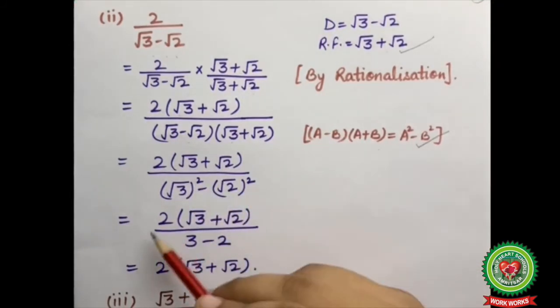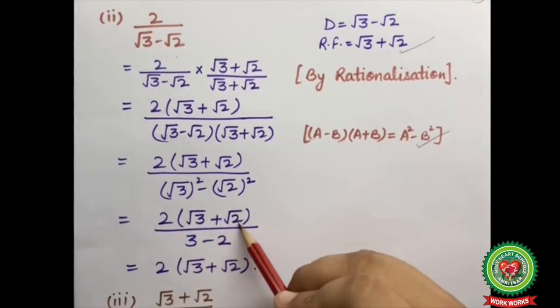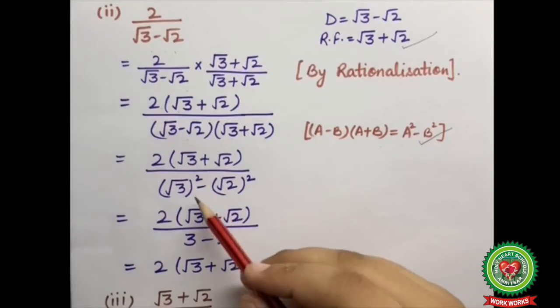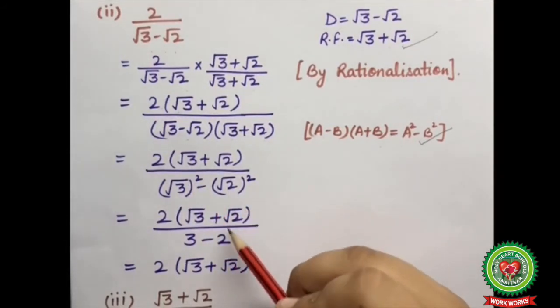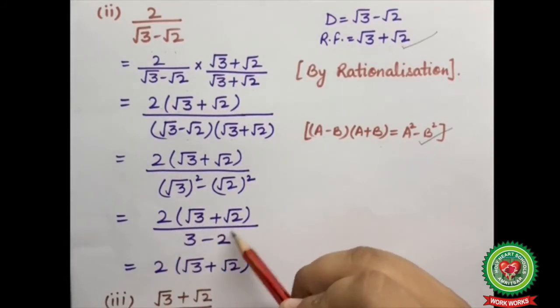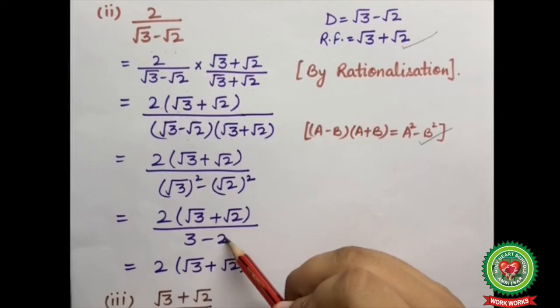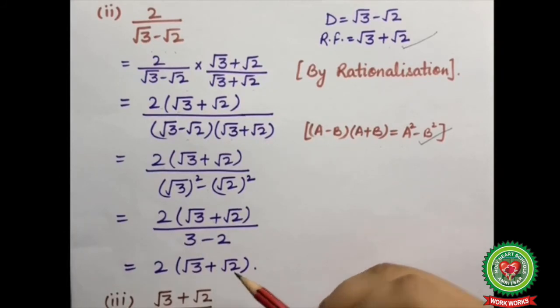So which will be equal to 2 into under root 3 plus under root 2 upon the square of under root 3 will be 3 and the square of under root 2 will be 2. So it will be equal to 2 into under root 3 plus under root 2 upon 3 minus 2, and 3 minus 2 is 1. So the answer will be 2 into under root 3 plus under root 2.